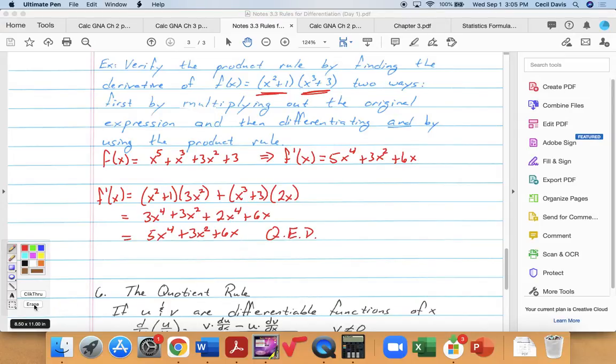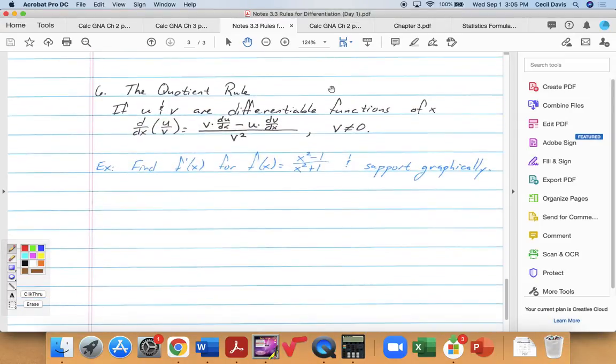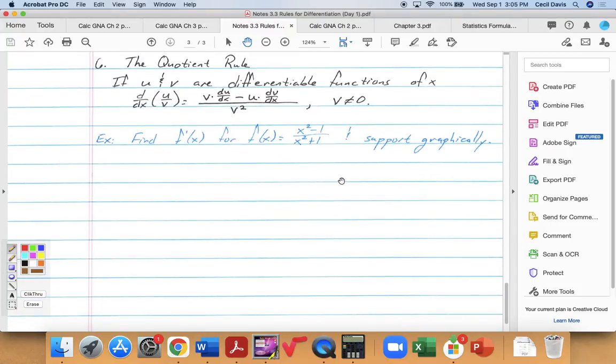All right. Last thing, the quotient rule. So the quotient rule says that if u and v are differentiable functions of x, then the derivative of u divided by v is, you must start with the denominator, v, times the derivative of u with respect to x, minus, not plus this time, u times the derivative of v with respect to x, all over v squared, provided that v is not equal to 0.